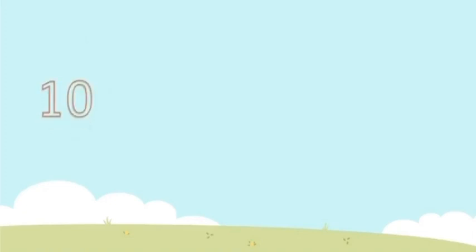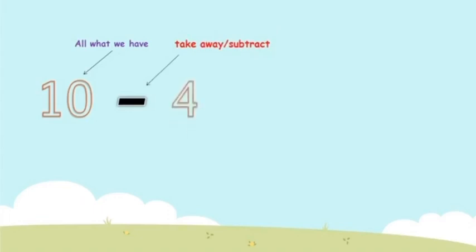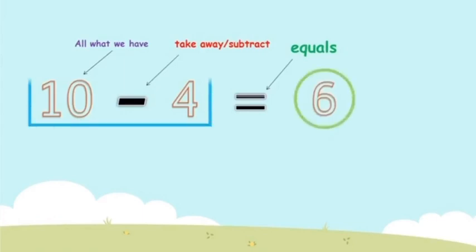To make this much easier, let's define an equation. All what we have is 10 apples, so we write the number 10 at the left side of the equation. Minus sign means to subtract or to take away. 10, take away 4, equals, this sign means equals. And after the equals sign, you put your leftover. 10 take away 4 equals 6, or 10 subtract 4 equals 6.